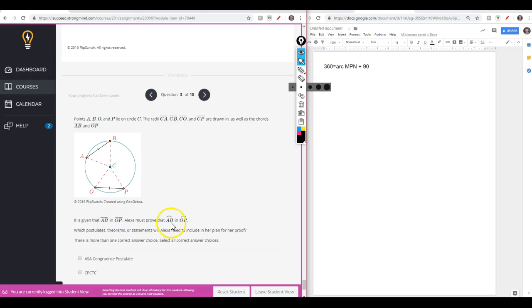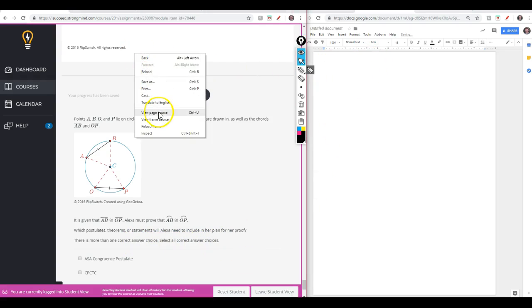Alexa must prove that arc AB is congruent to arc OP. Which postulates, theorems, or statements will Alexa need to include in her plan for her proof? There is more than one correct answer choice. Select all the correct answer choices.